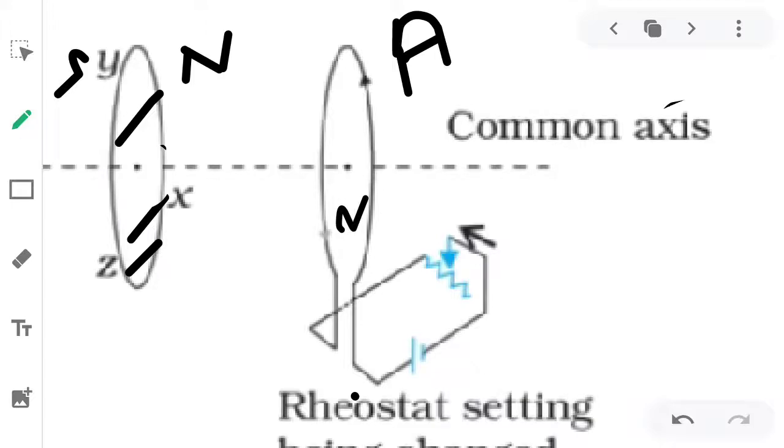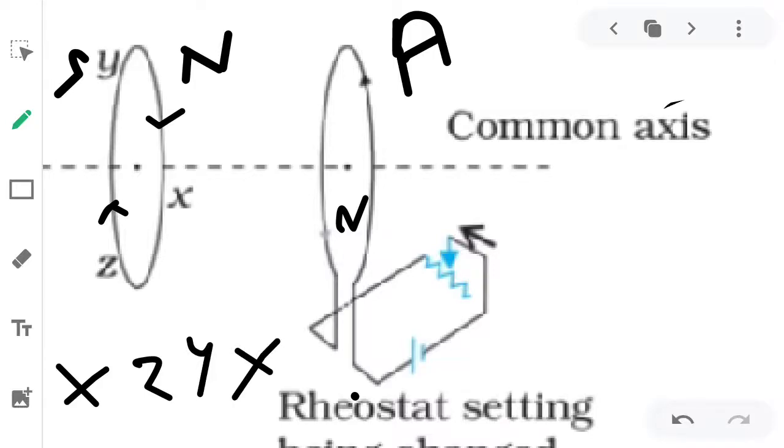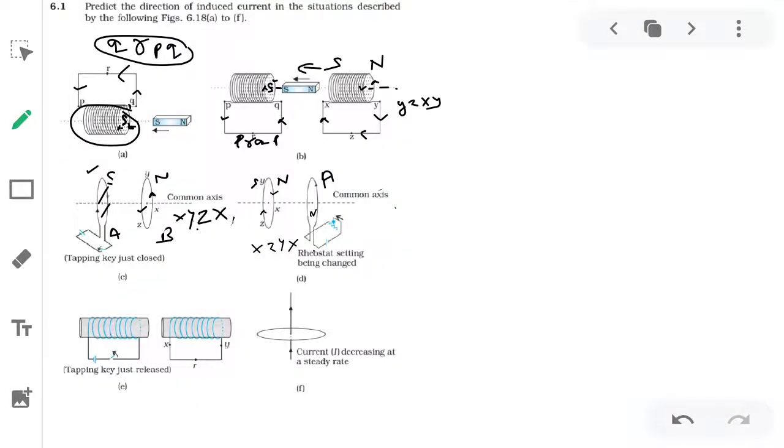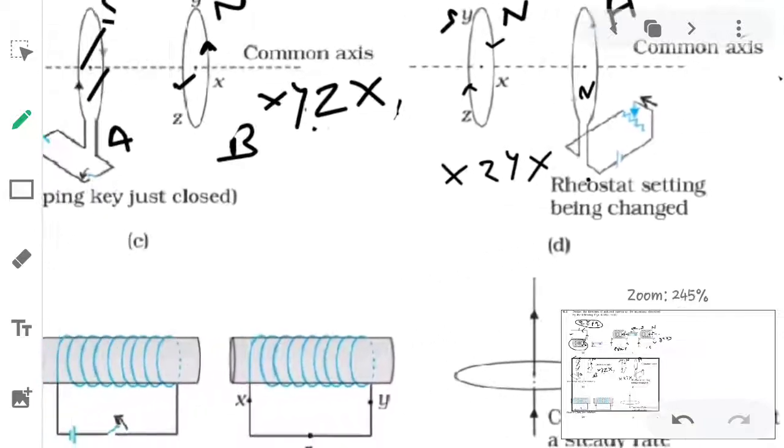Okay, so south means clockwise, so current will be in this direction. So the answer is here, if I start from x, z, y, x. Okay, let's come to the next part.